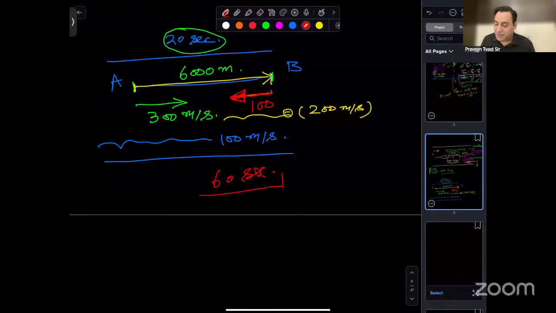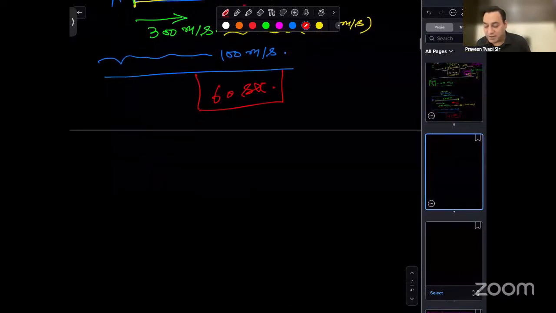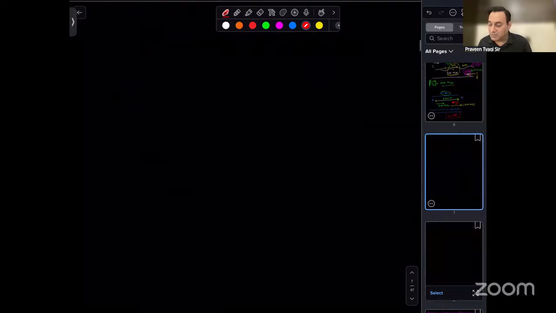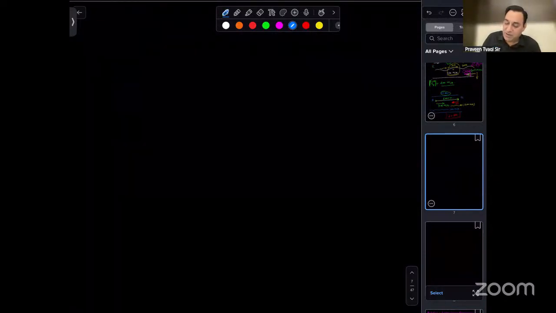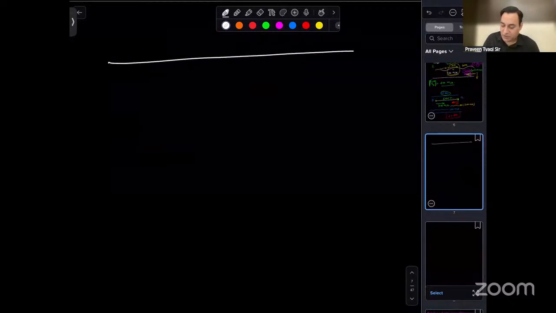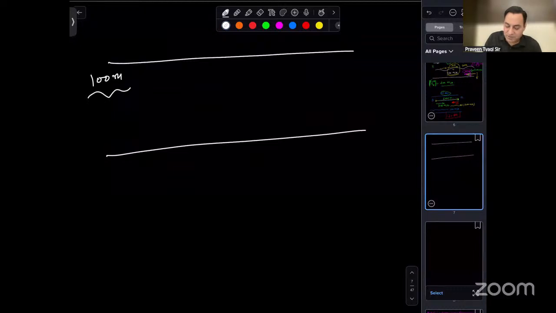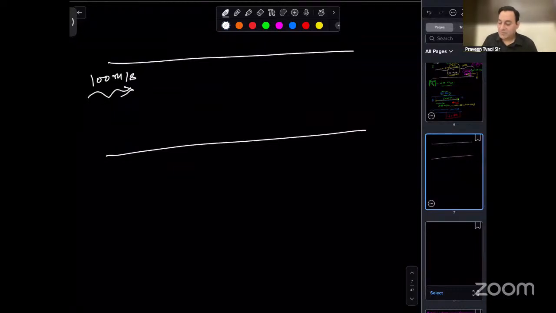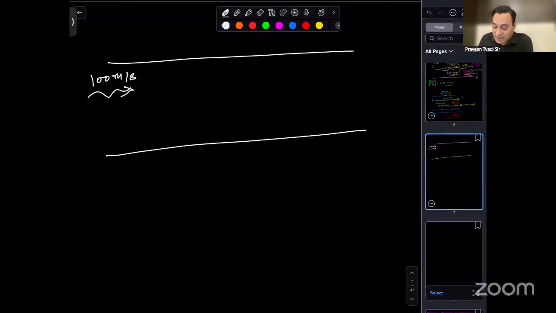And that's a very easy question. But the next question we will be doing is going to be interesting. Just see this. It's a very important concept. The same river is moving with 100 meters per second in this direction; the river flow is 100 meters per second. The man is standing on one bank of the river. He wants to cross the river and reach exactly the opposite point.